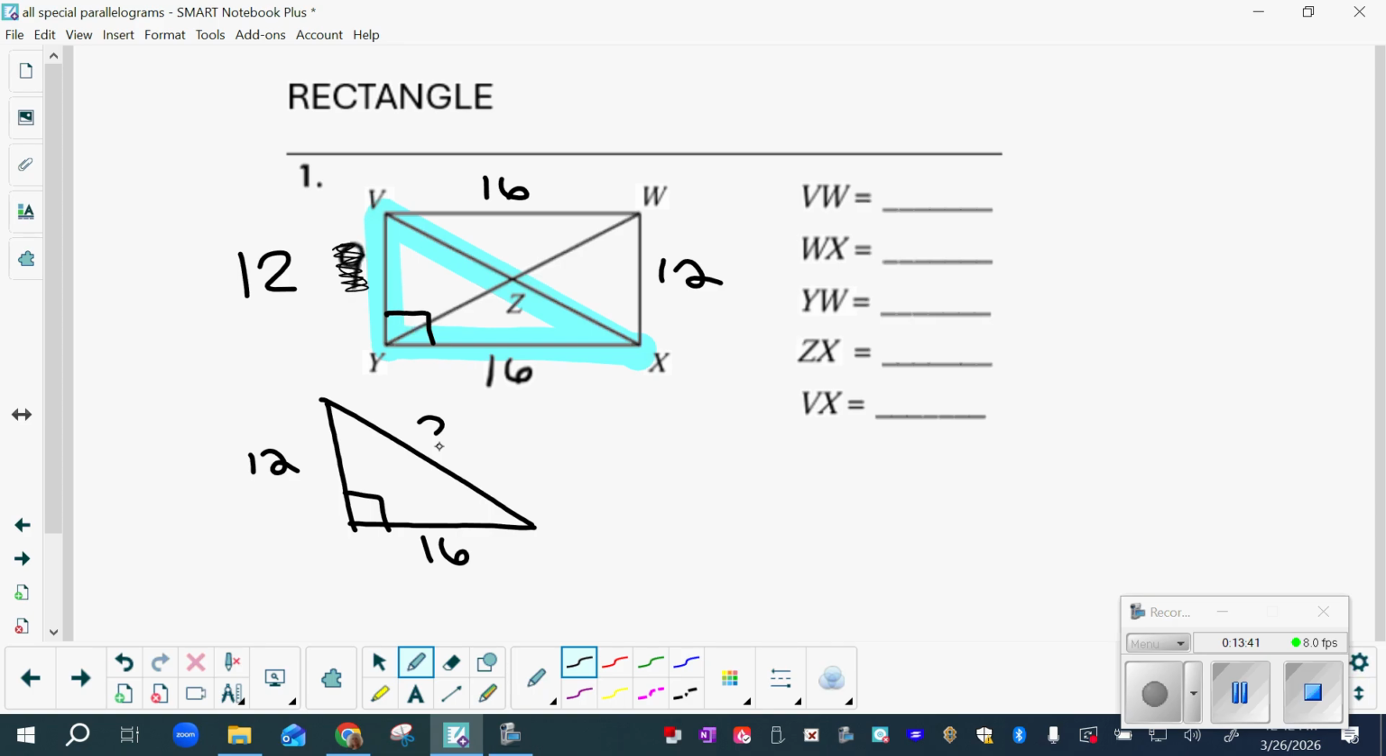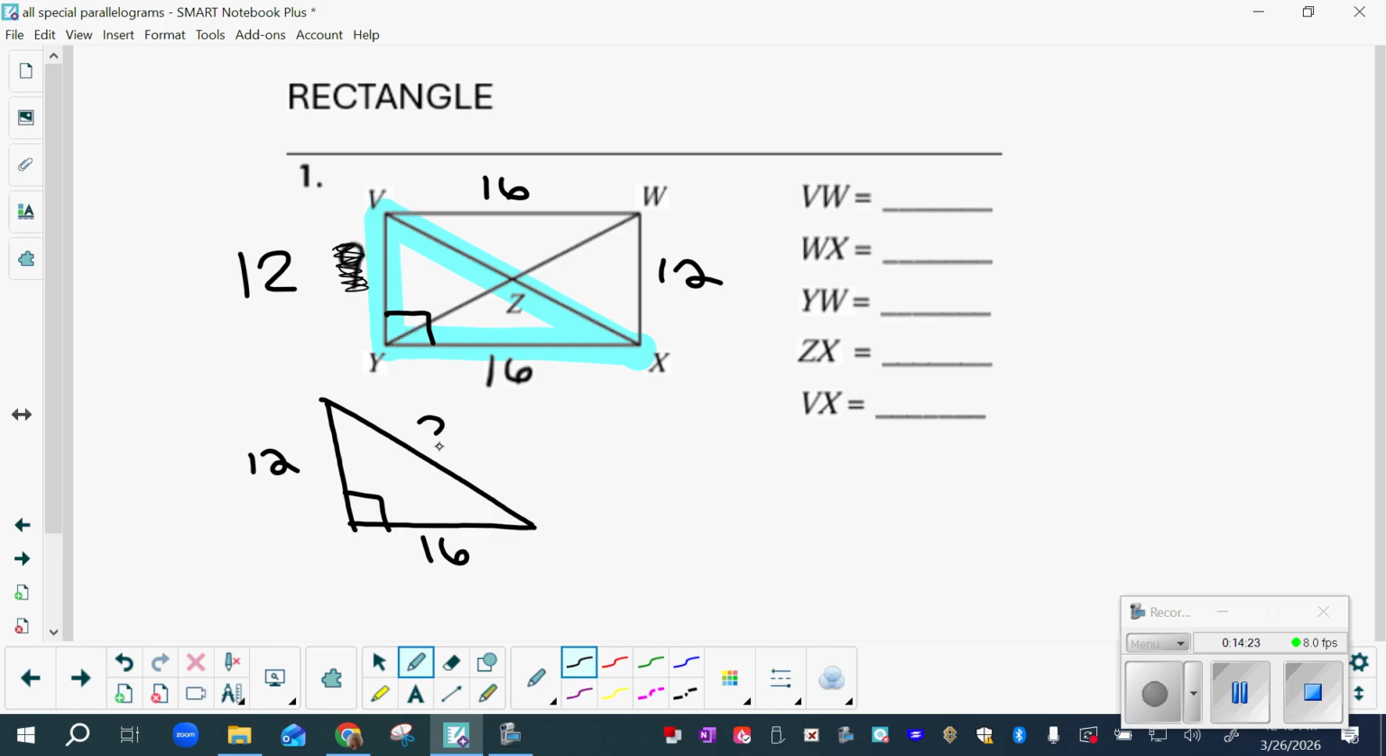256, because I'm a nerd who has no friends. 16 times 16. Wait, what? Say again? 256. Appreciate it. Wait, 12 squared, 144? Yeah, 144. 256, 144. Is it 400? Yeah. Square root. It's so easy. Good job, Will.